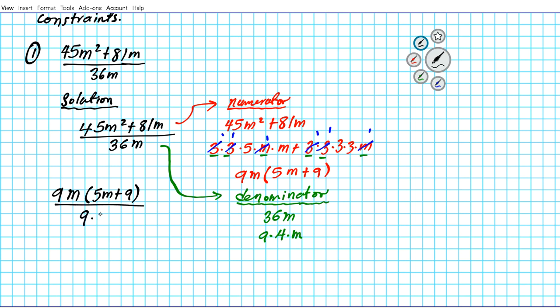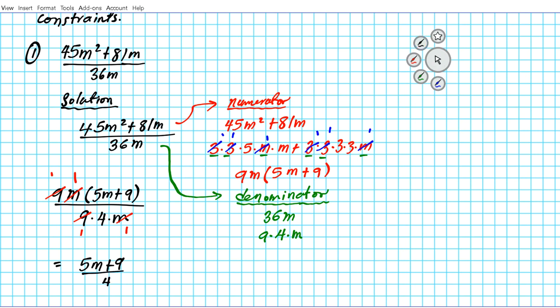What can we do now that we couldn't do before? We can clearly see what factors they have in common, and we can divide that out. 9 goes here, 1; 9 goes here, 1; m goes here, 1; m goes here, 1. So your simplified form is 5m plus 9 divided by 4.